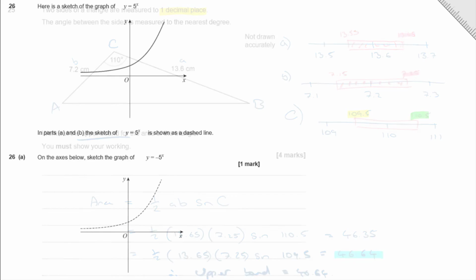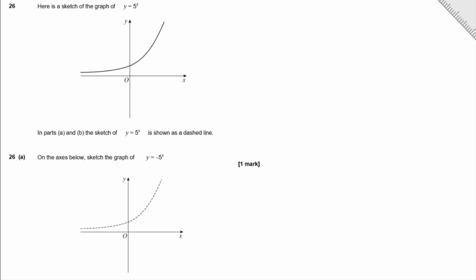46.64. Question 26. Here is the sketch of the graph y equals 5 to the power of x. So that's an exponential curve, isn't it? In parts A and B, the sketch of y equals 5 to the power of x is shown as the dashed line. That's handy. On the axes below, sketch the graph of y equals minus 5 to the power of x. Okay, so what's happened here to this graph? I had f of x, and it's gone to minus f of x, isn't it? I've got a minus sign in front of the function.